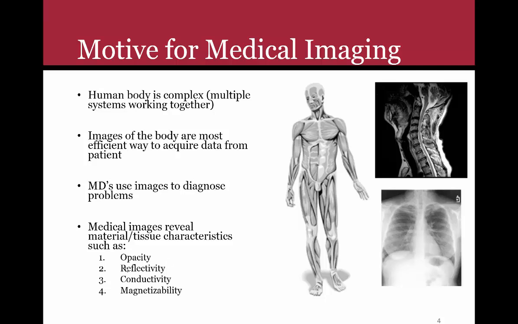Okay, there's a couple of things that medical images can really reveal. They don't just take pictures of images, and the method by which they take pictures is important. But really what they reveal, without getting too much into it now in this slide, is a tissue's opacity. What that means is its ability to absorb or attenuate a specific kind of energy, its reflectivity, its conductivity, and its magnetizability.